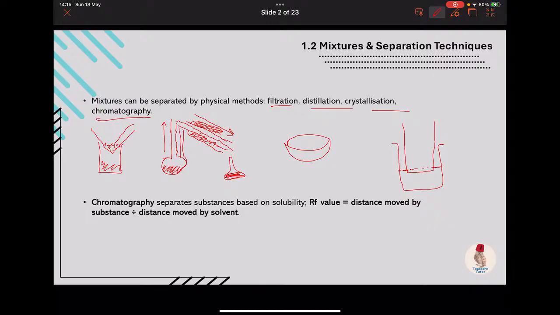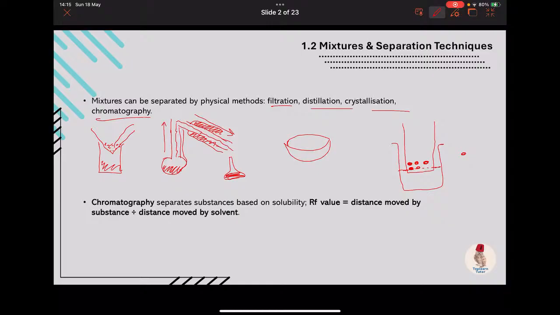Now, on the paper, you will put your solution, or the thing you're trying to find out about. So, let's say you have a pen ink. You might put a dot of pen ink here on this line, a bit above the line, one dot here, and one dot here.